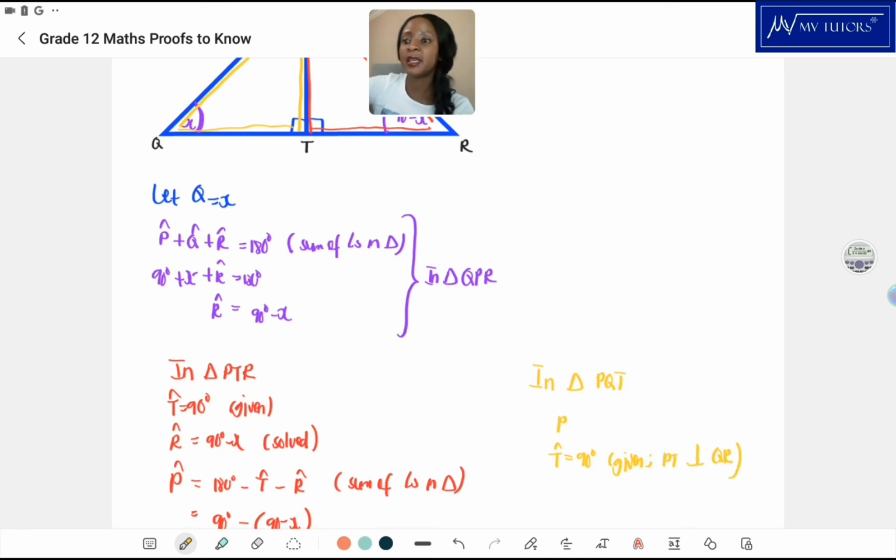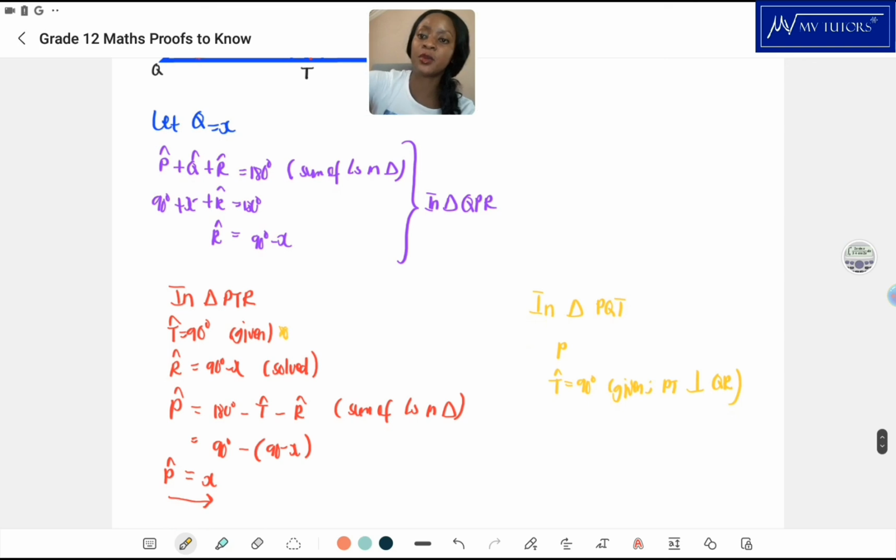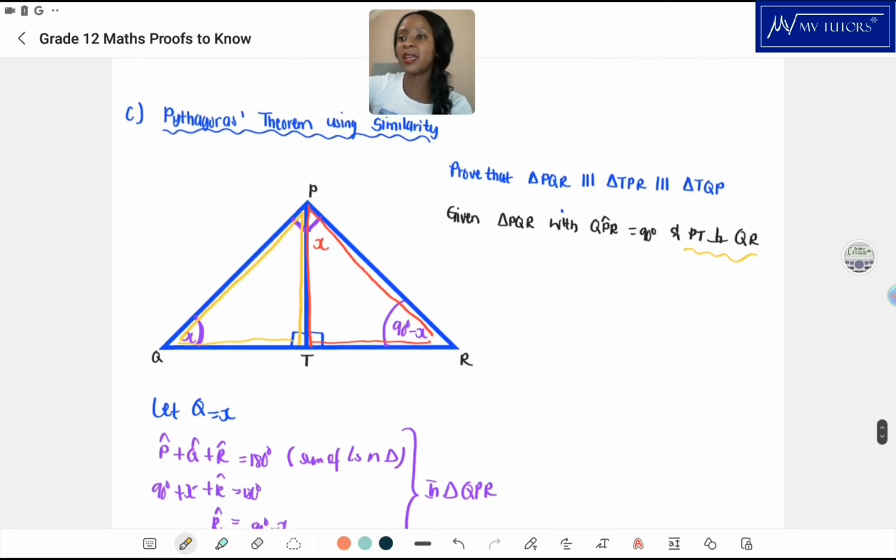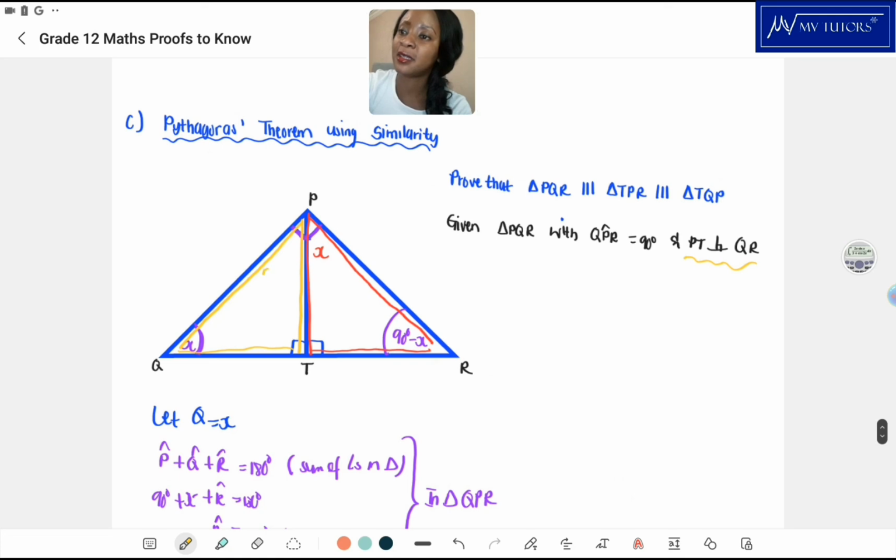Okay, hence the same reason over here. So we have T is equal to 90, we have that Q is equal to X. Okay, and now P will be 90 minus X. So now we have our... okay, we've put everything that we can. So now let us see if we can show similarity.